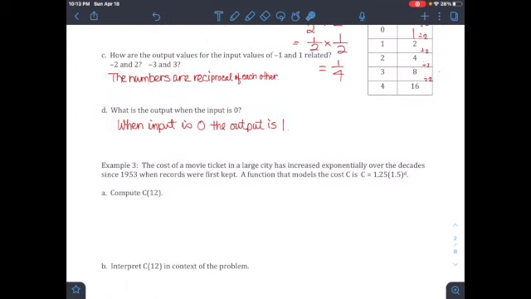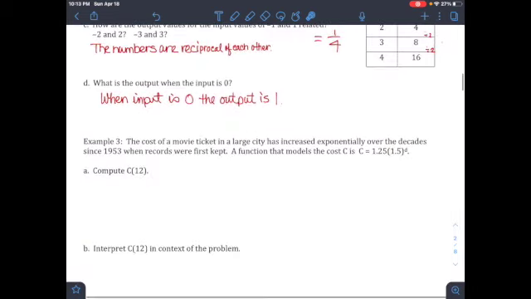Example number 3, the cost of a movie ticket in a large city has increased exponentially over the decades since 1953, when records were first kept. A function that models the cost C is given: C equals 1.25 times 1.5 to the D power. So now they are asking for A, computing C of 12.